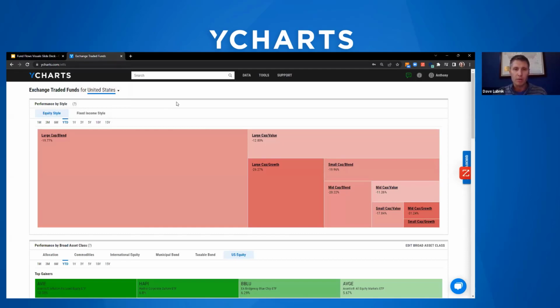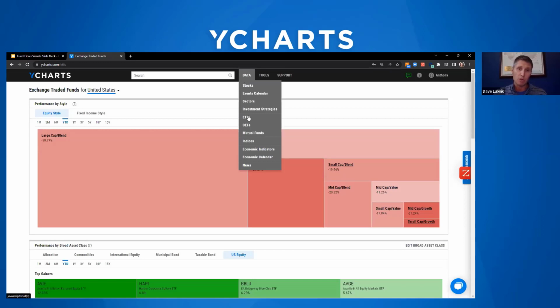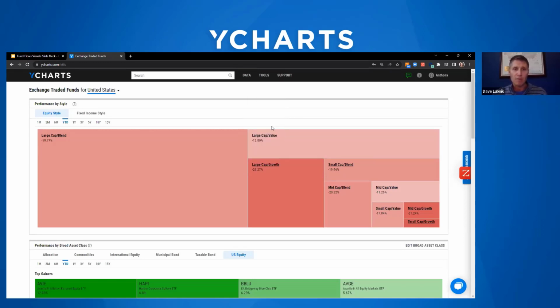Folks probably know that we release new functionality in YCharts on a weekly basis. We're constantly innovating the tool. We've had a lot of great enhancements come out this year and a lot more to come. One of those new features is a revamping of a couple pages in the tool, and you'll find these under the data dropdown. We've revamped the ETF page as well as the mutual fund page, and we'll just focus on the ETF page for now.